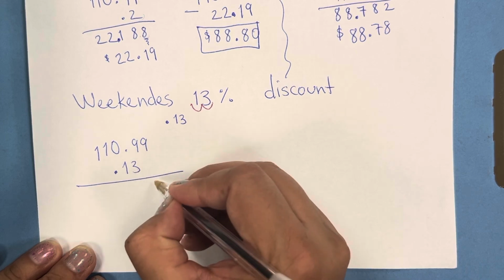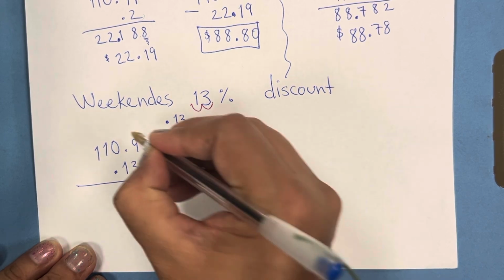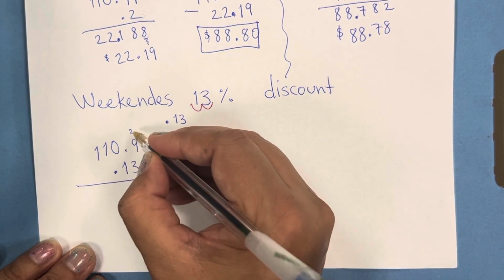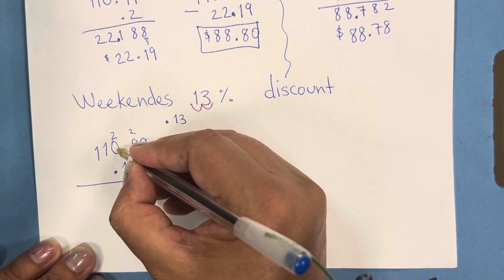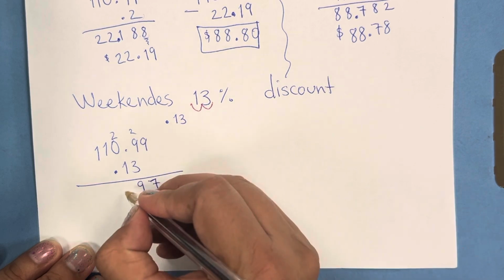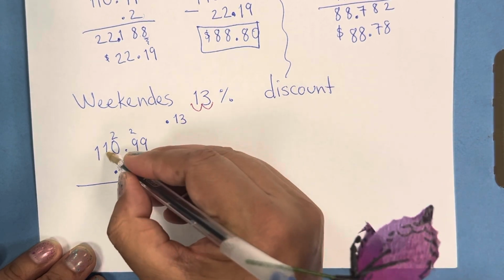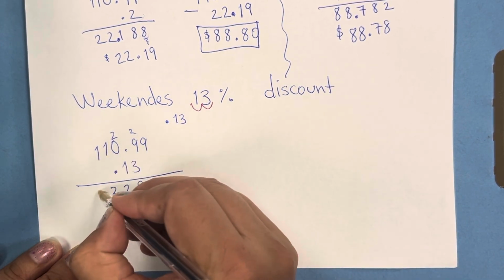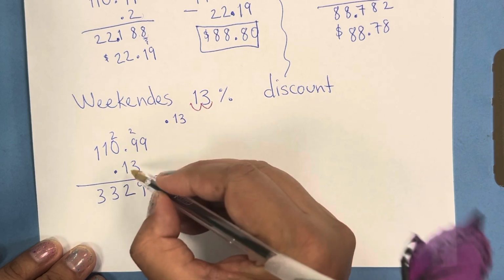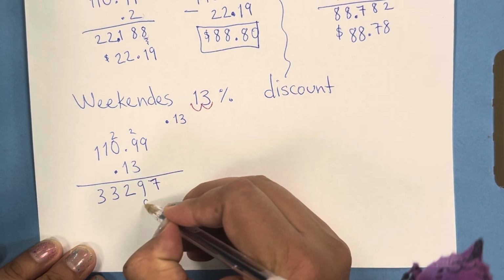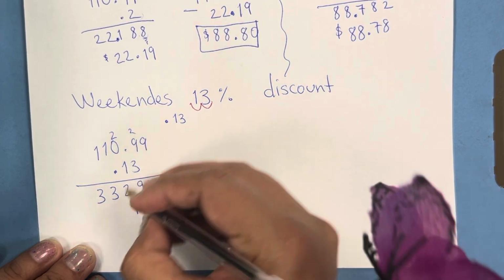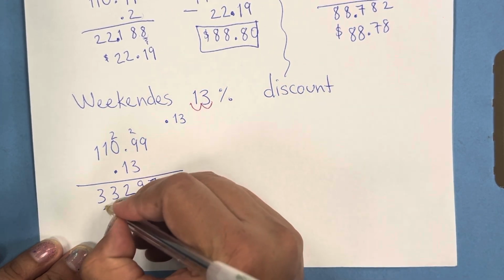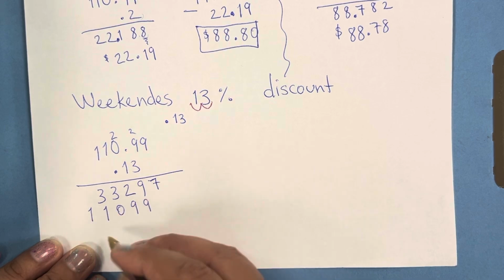3 times 9 is 27, carry the 2. 3 times 9 is 27, 29, carry the 2. 3 times 0 is 0, plus 2 is 2. 3 times 1 is 3. 3 times 1 is 3. For the tens place, it's a 1, so 1 times 9 is 9. 1 times 9 is 9. 1 times 0 is 0, and 1 times 1 is 1, and 1 times 1 is 1.